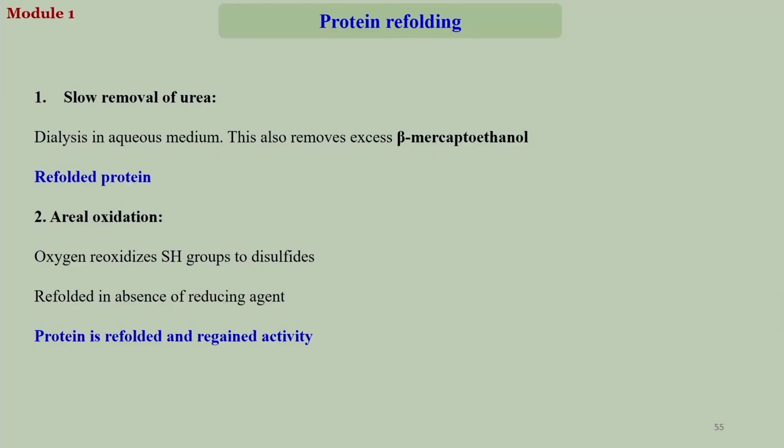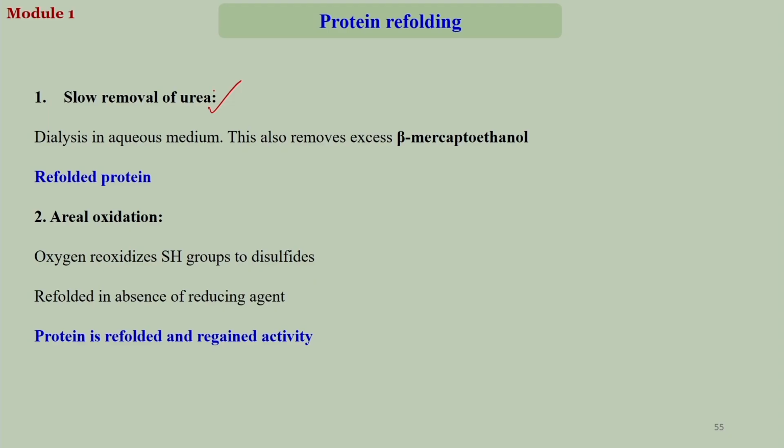So, two things you have to do. One is you have to remove the urea from the solution and also remove the beta mercaptoethanol from the solution, and then make the disulfide bond again. So, that is what he has done. Slow removal of urea, that is the first step for the refolding process to bring back the protein.